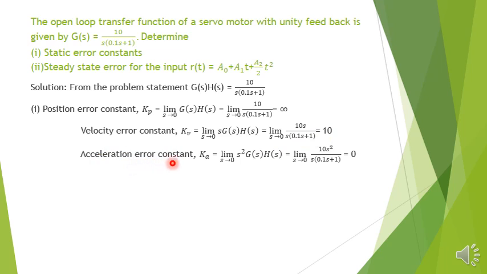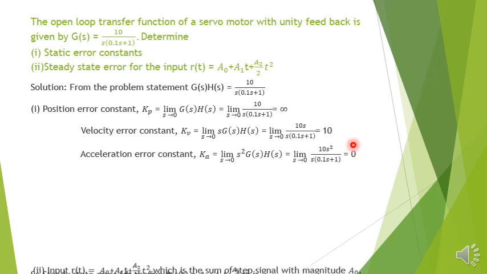Acceleration error constant Ka is equal to limit as s tends to 0 of s square G(s)H(s), which becomes 0. So, as for a type 1 system, the position error constant should be infinity, and we are getting the velocity error constant as a constant 10 and the acceleration error constant as 0.